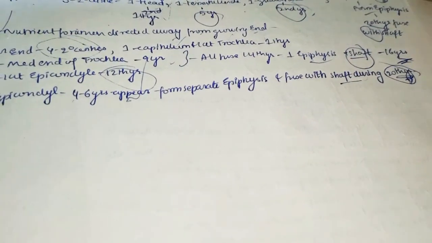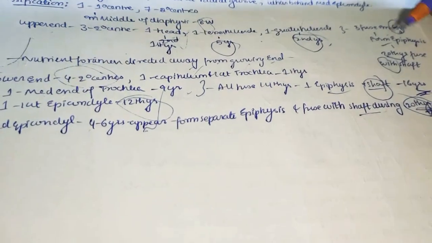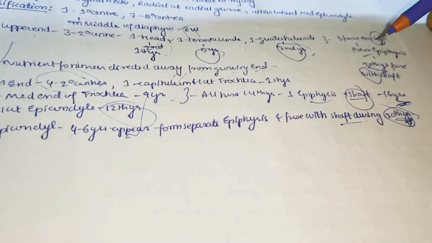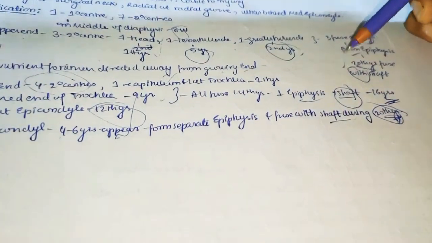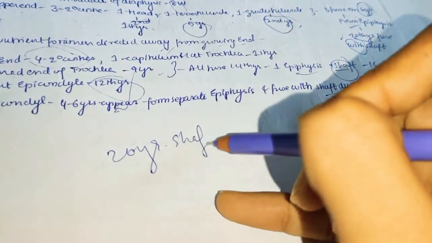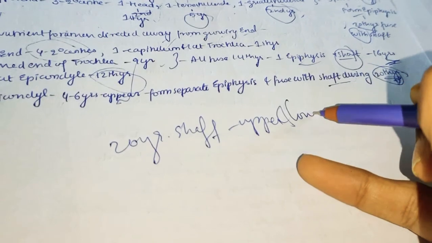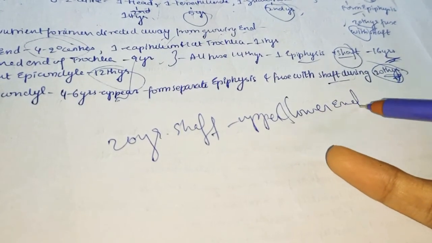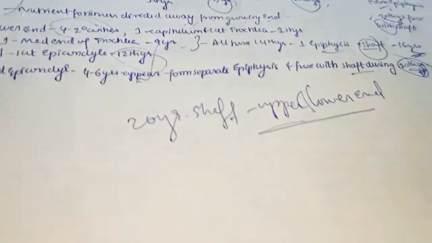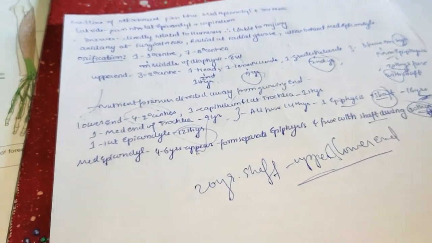So finally you can see in the 20th year there is fusion of the shaft with this lower end. With the upper end it also fuses at the 20th year. So the 20th year is when the shaft joins both the upper and lower end. So by this we have completed our humerus. Next we'll start with the radius.